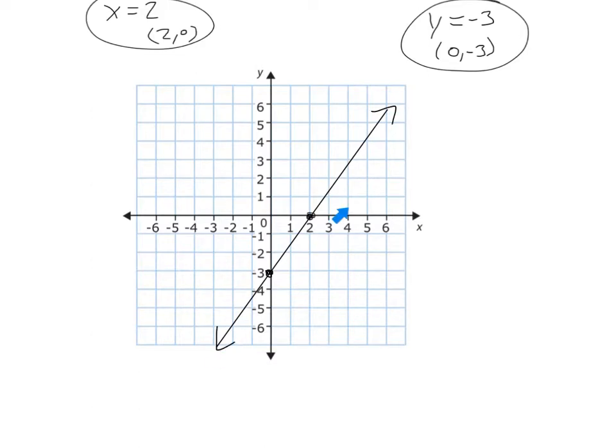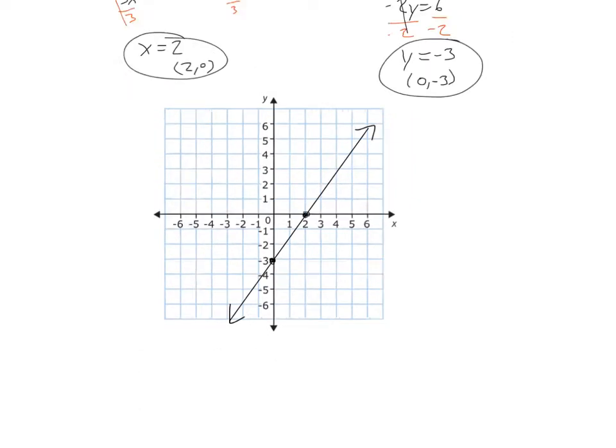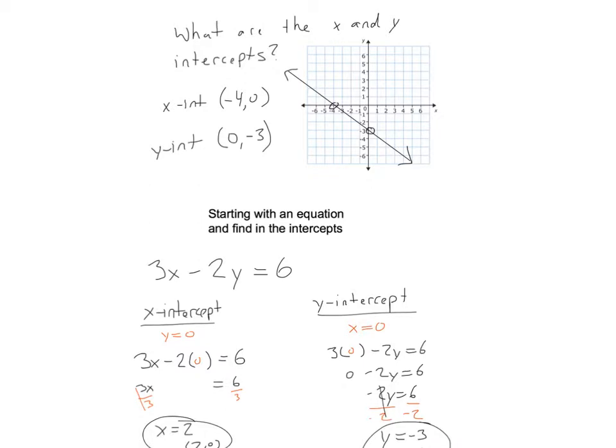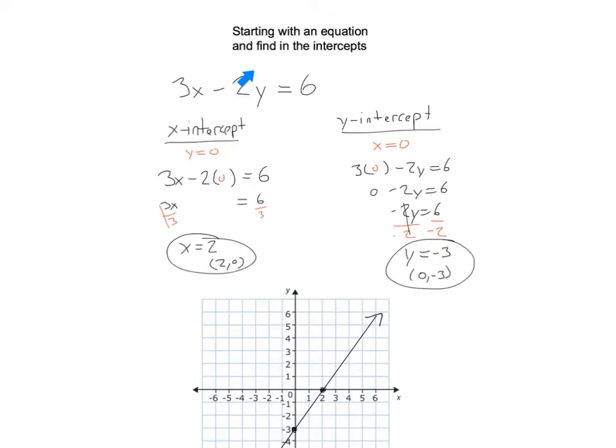So anyway, there you go. You've graphed an equation after not making a table like we've learned in the past, which is valid and does work. But you started with the equation, you found the intercepts, and then you graphed.